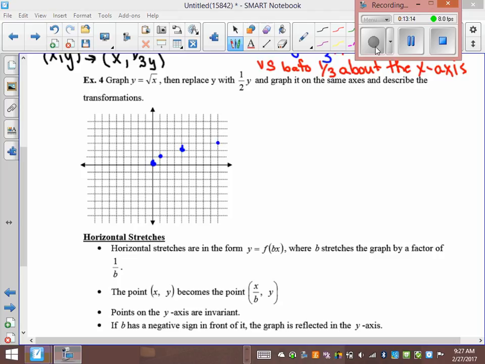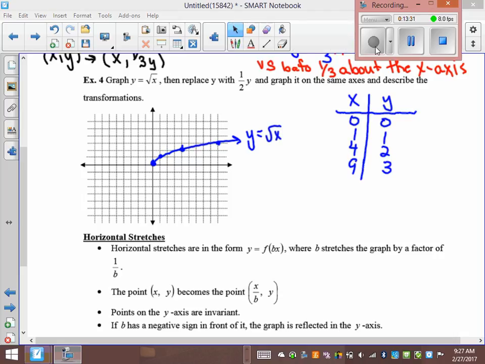You can do decimals in between. It's just easier if you don't choose decimals. So that's the original y equals square root x graph, and it has points at 0, 0, 1, 1, 4, 2, 9, 3. So mapping says I'm going to fill that in. I'm going to go 1/2 y equals square root x. And to get rid of a half, what can I multiply by? 2. So I'm going to get y equals 2 root x.